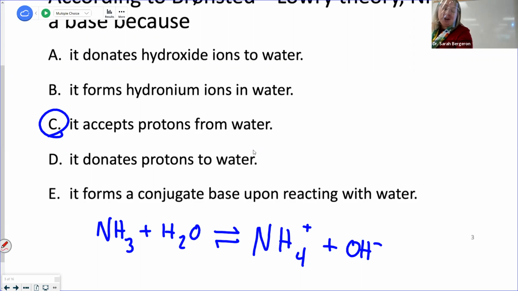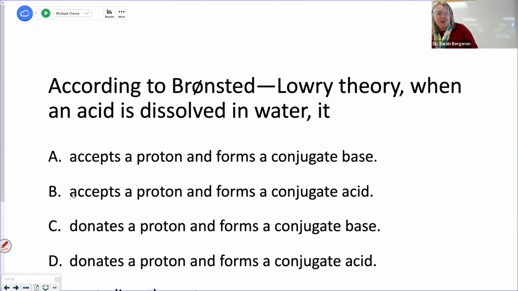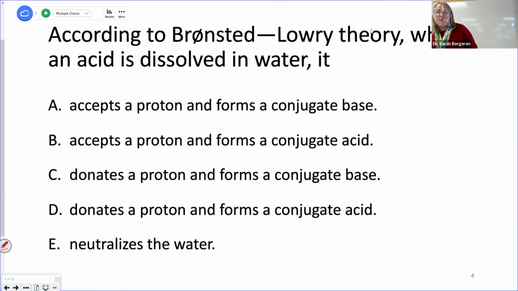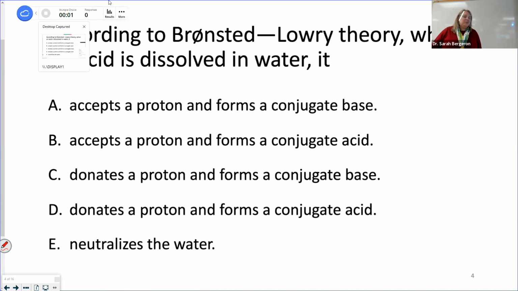So it starts off here, right? This is the base. And what does a base do? Accepts a hydrogen ion, right? Okay. All right. One more. Let's see what we got. All right. So according to our same theories, when an acid is dissolved in water, it does what?